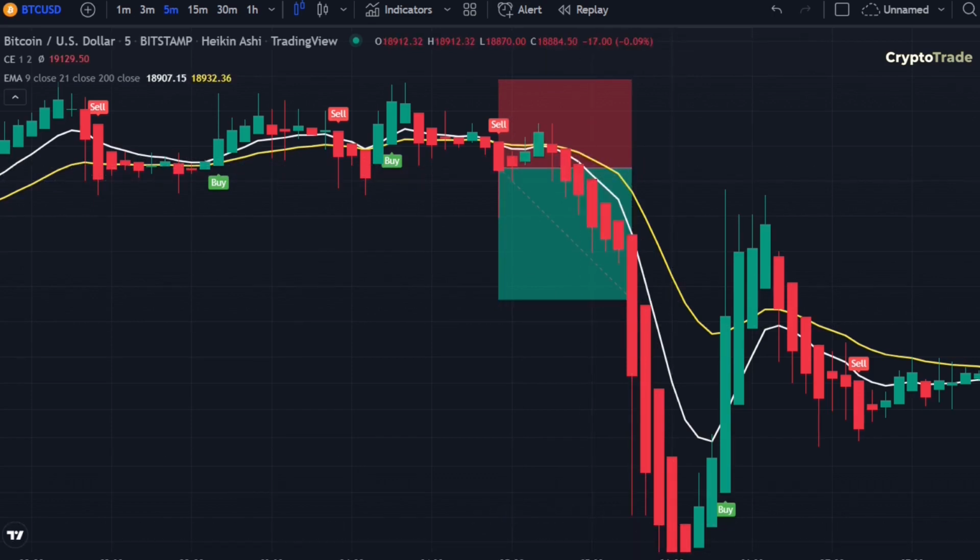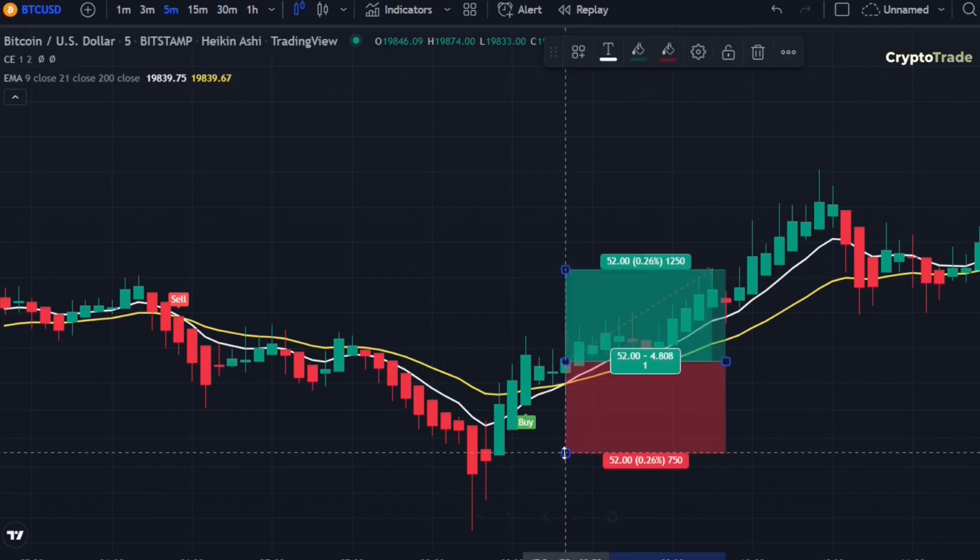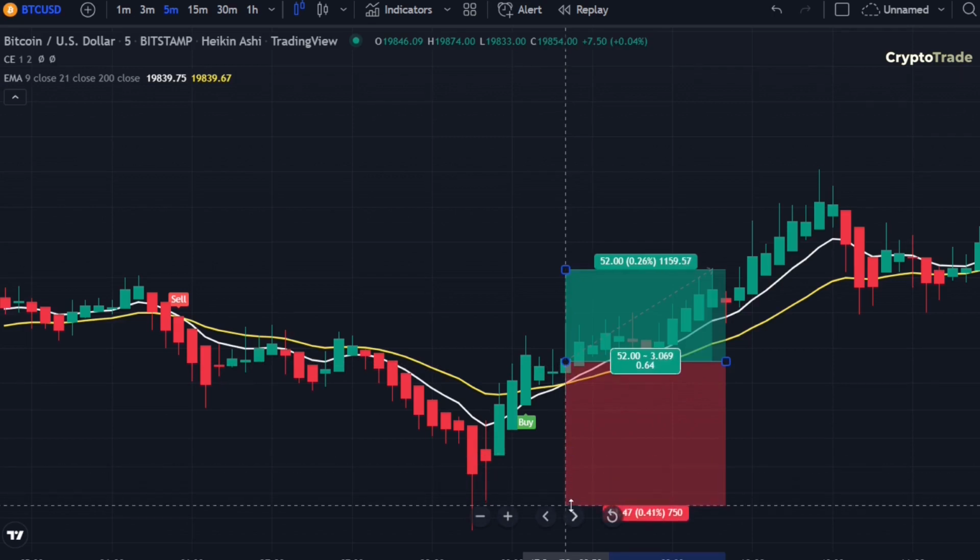Let's look for the next trade. The chandelier exit indicator gives a buy signal. Wait until the EMA white line crosses upwards the yellow line. As these conditions are met, place a buy order at the close of the green candle where the two EMA lines crossed. Place the stop loss below the nearest swing low.